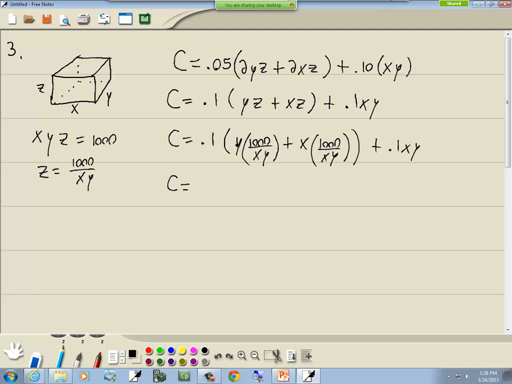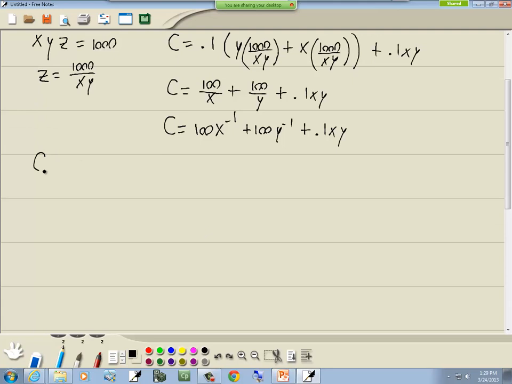If I take the 0.1 and multiply it times 1,000, that gives me 100. And these y's are going to cancel, so that's going to give us 100 over x, plus 0.1 times 1,000, which is again 100, and these x's cancel, so that gives us 100 over y, plus 0.1xy. That's probably not the easiest form to take the derivative, so I'll take the x at first, move it up on top. So we've got 100x to the negative 1 power plus 100y to the negative 1 power plus 0.1xy. And now we're ready to take our derivative.